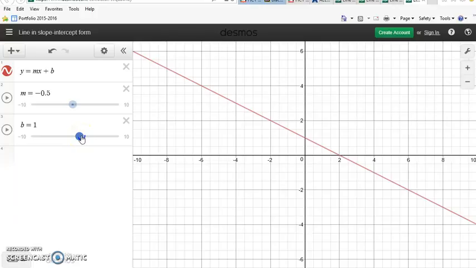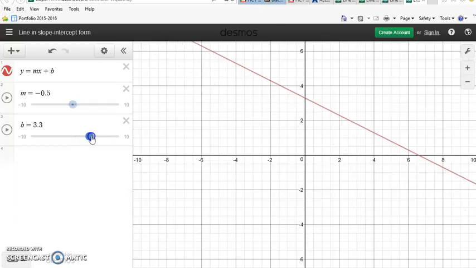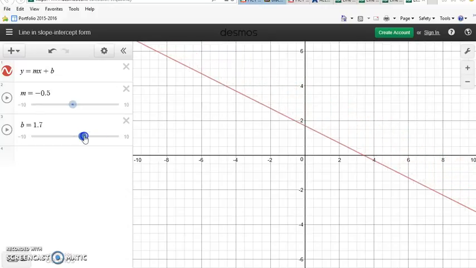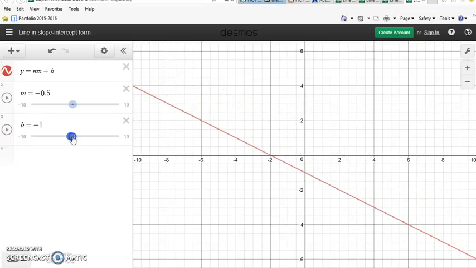Now we'll look at moving the y-intercept. So if we make it bigger, you see the line moves up the y-axis. Now the y-intercept is at 4. And if we make it smaller, we will go into negative y. So now it's negative 1.